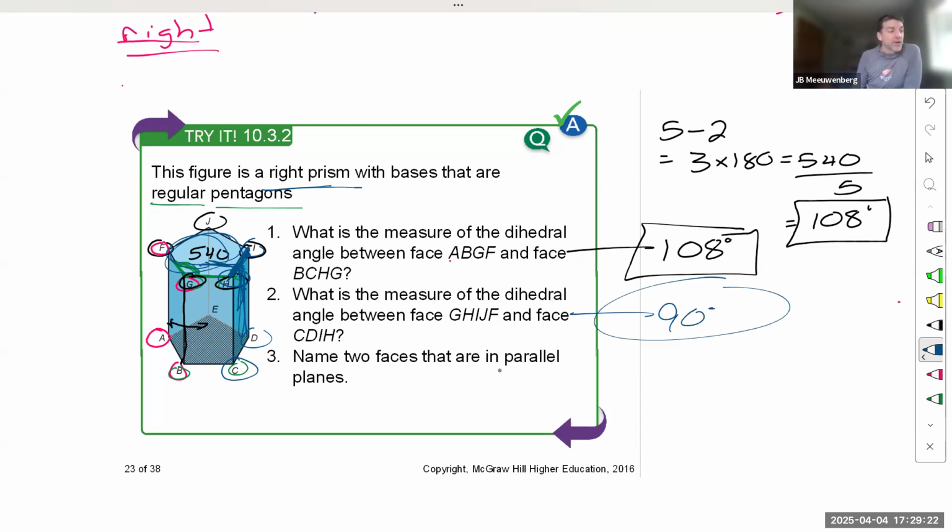Then it says name two faces that are in parallel planes. Well, that's going to be this upper base and this lower base. So side A, B, C, D, E, and side F, G, H, I, J.